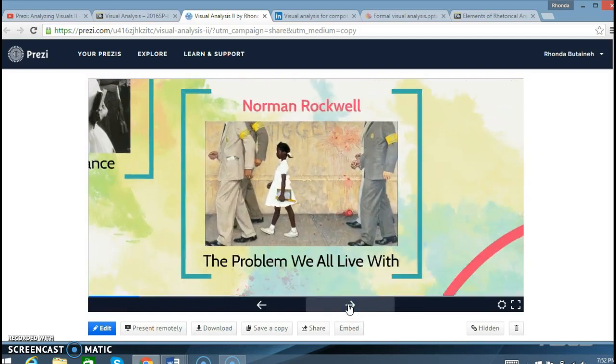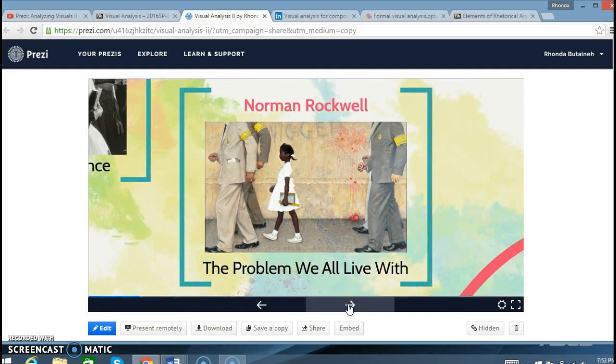Okay, I am going to show you just a couple of images and discuss them. This first one is called The Problem We All Live With by Norman Rockwell, and it's based on a true event. When you analyze this image, probably the first thing you notice is the little girl. Your eye, she's the focal point. That's what I would start with in an analysis.